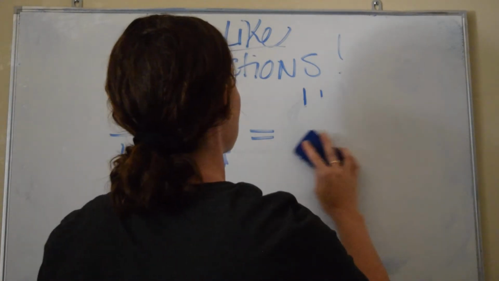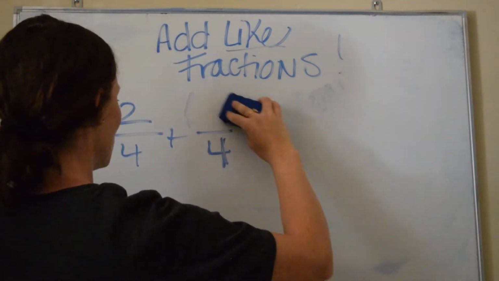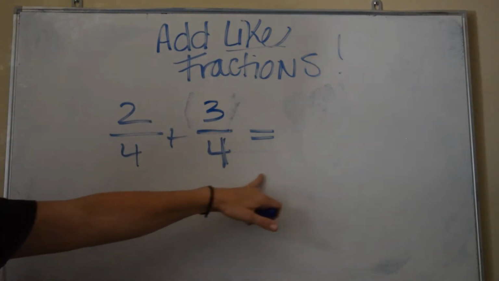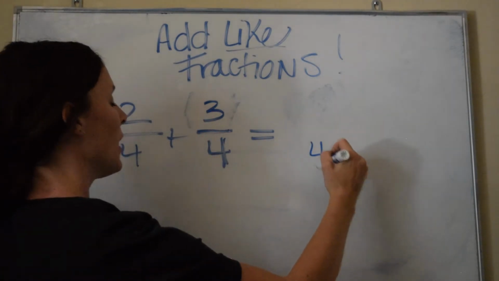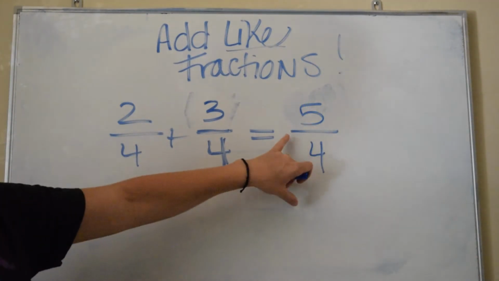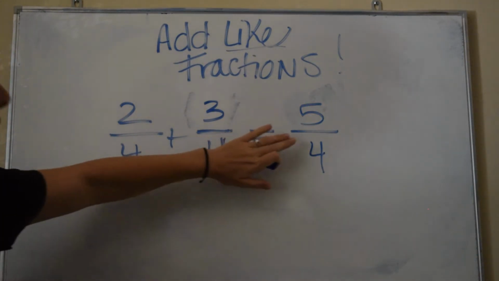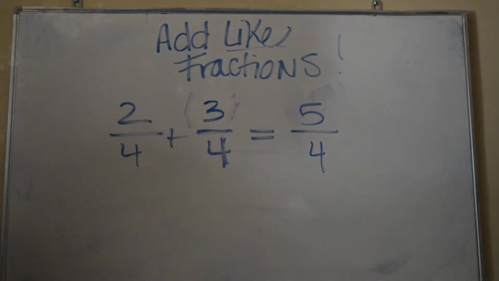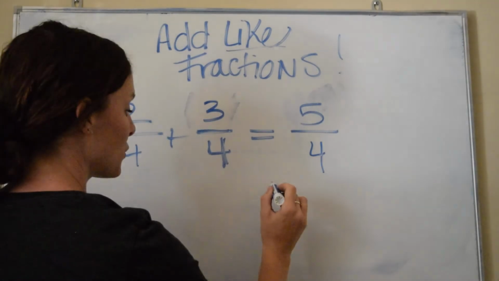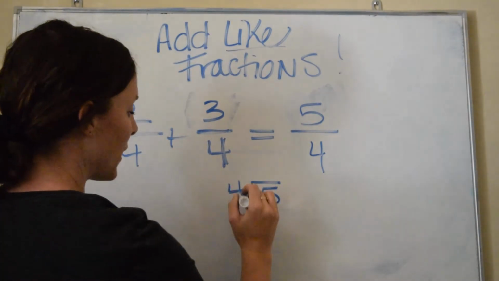Let's do another example. What if I had 2/4 plus 3/4? So bring the denominator over, which is a 4, and then add the numerators. 2 plus 3 is 5. Do you guys remember what happens? This is improper. When it's improper, you have to divide. 5 divided by 4. So we're going to go ahead and set that up and divide.